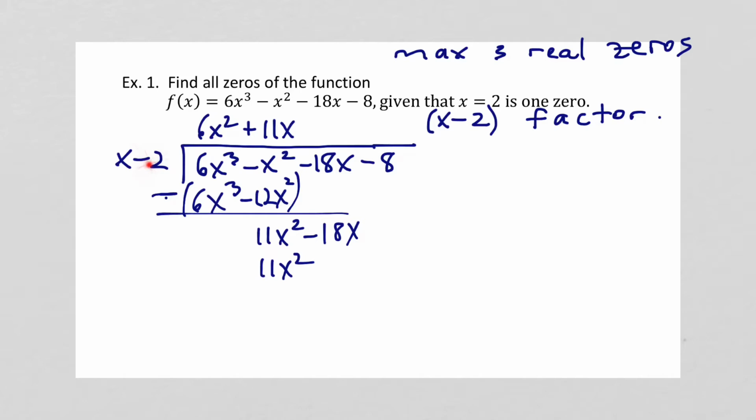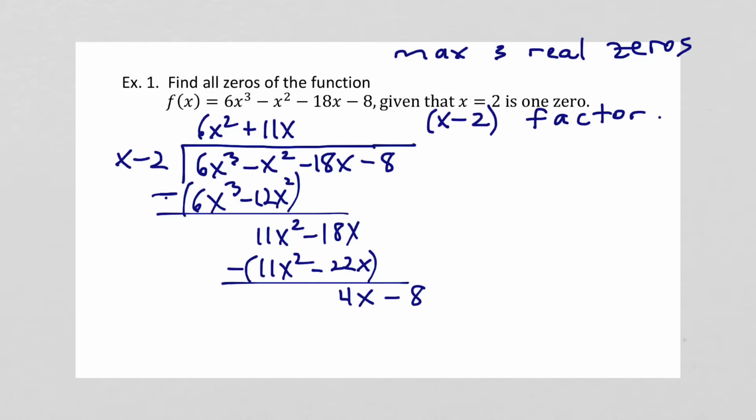11x times negative 2 is negative 22x. So I'm going to subtract. So I'll get 0, and negative 18 plus 22 is 4x. I'm going to bring down my negative 8.